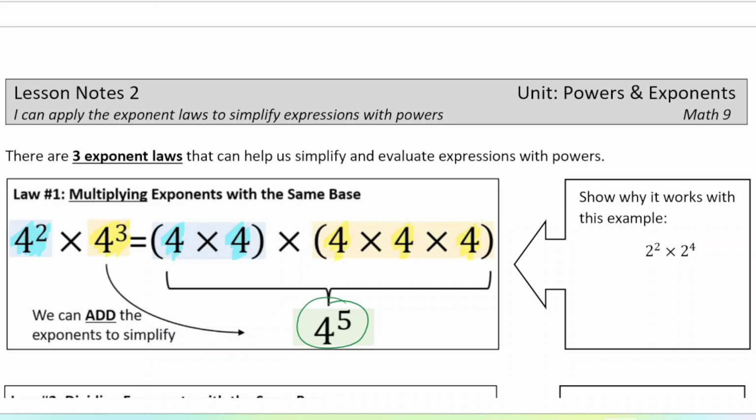So the law is essentially you add the exponents when you're multiplying numbers with the same base. 2 plus 3 is 5. That's because the number of things that are being multiplied gets added up together.